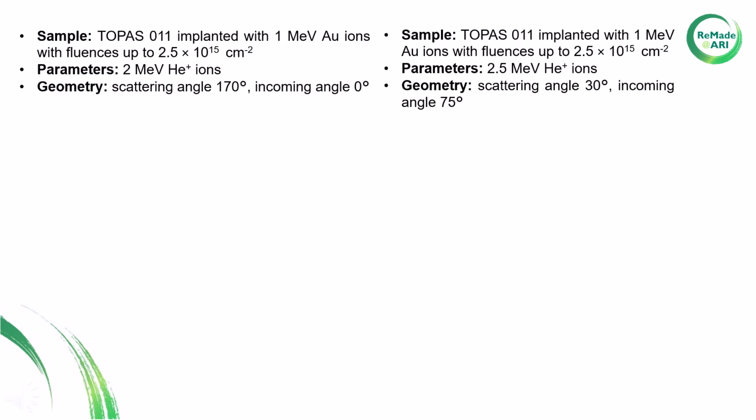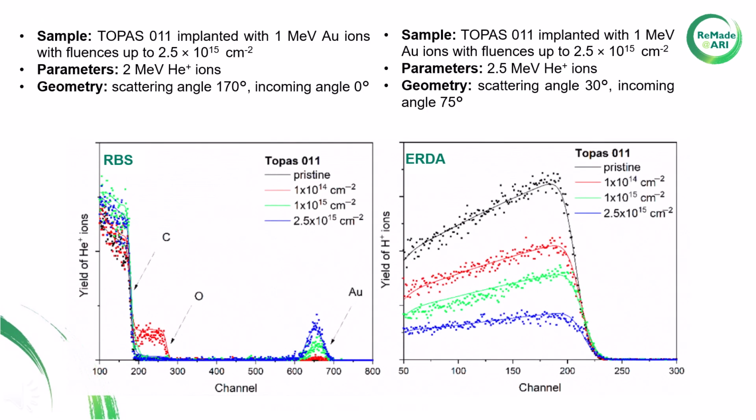Another example is the analysis of the polymer Topas. Single samples of this polymer were implanted with 1 MeV gold ions. From RBS analysis, it was found that oxygen exhibits non-monotonic evolution, initially increasing at low fluences, then stabilizing or slightly decreasing at higher fluences, likely due to competing irradiation-induced oxidation from residual atmosphere and oxygen loss via bond scission and sputtering. Results show that increasing fluence systematically raises the carbon content while reducing hydrogen, reflecting progressive hydrogen depletion.